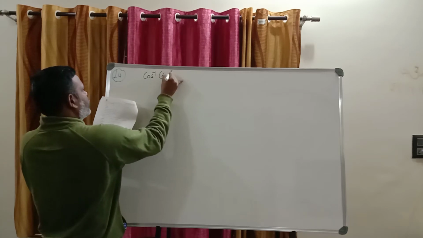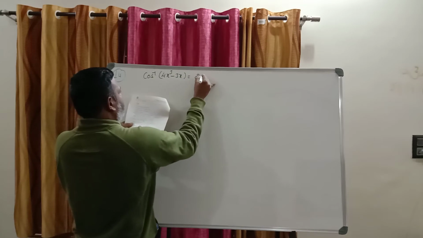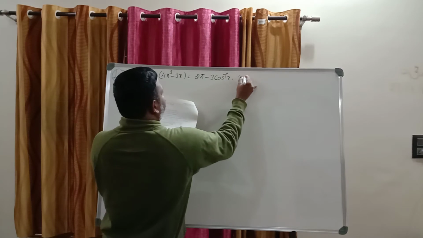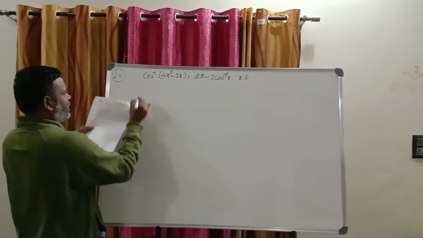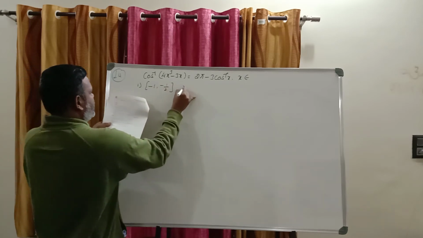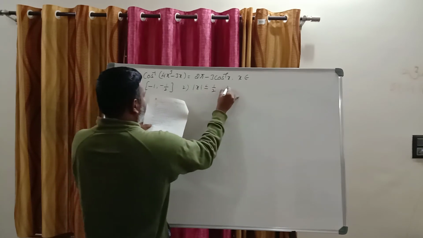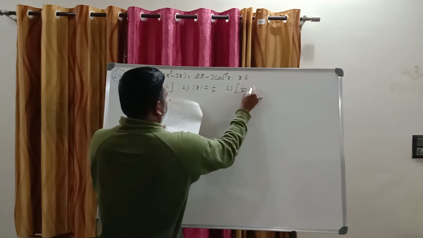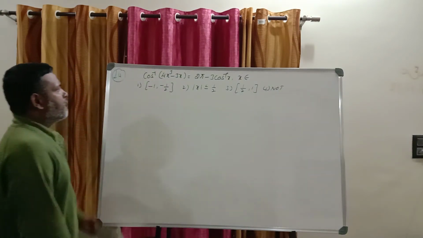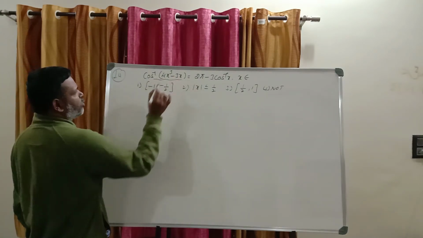Cos inverse of 4x cube minus 3x is equal to 2 pi minus 3 cos inverse of x, then x belongs to which interval? First option is the closed interval minus 1 comma minus 1 by 2. Second option is mod x less than or equal to 1 by 2. Third option is 1 by 2 comma 1, a closed interval. Fourth option is none of these.